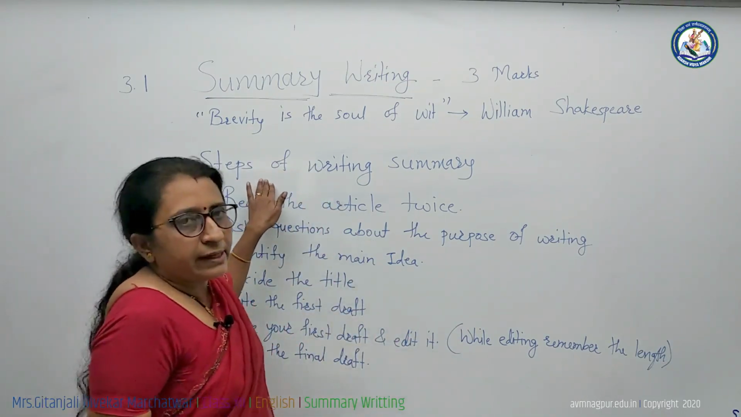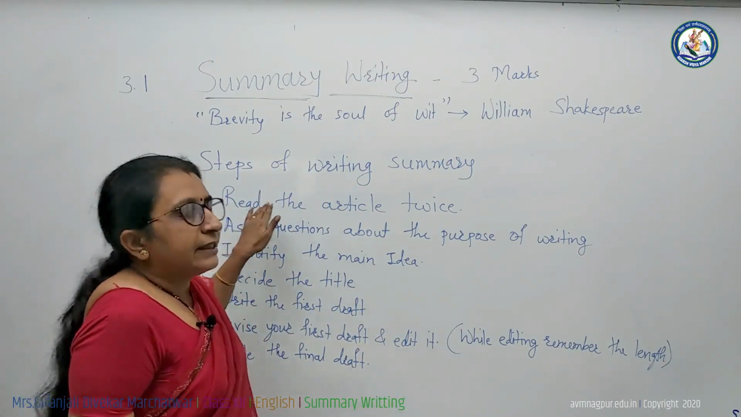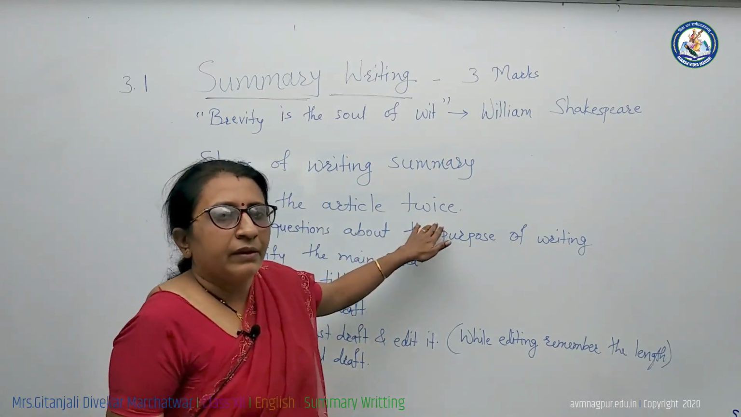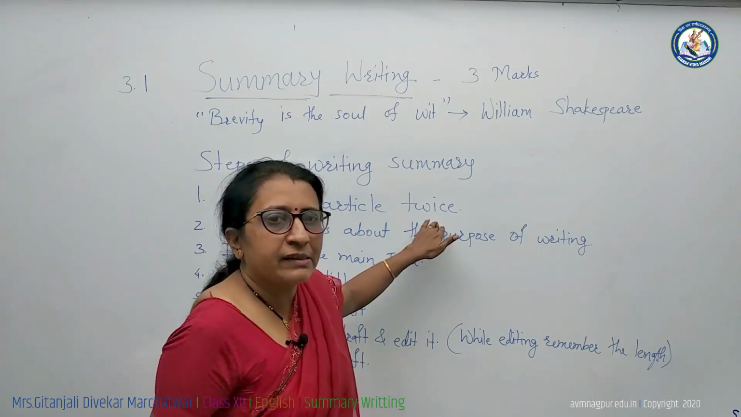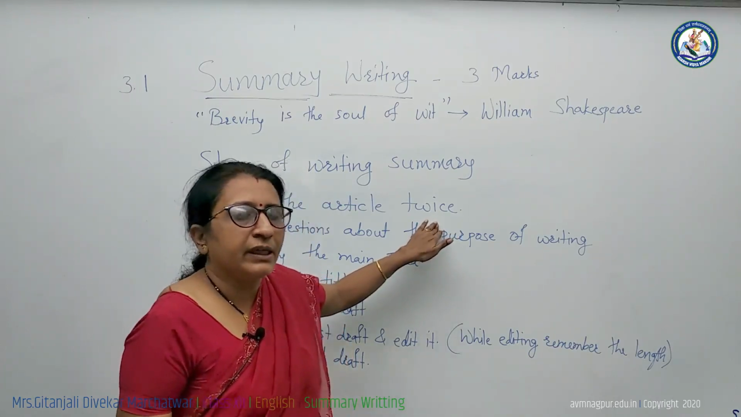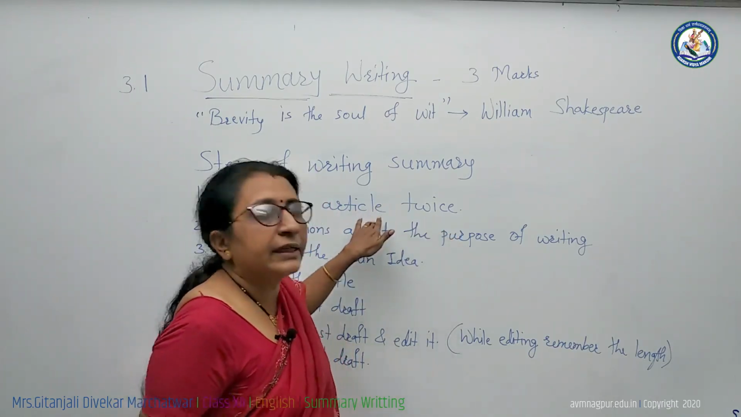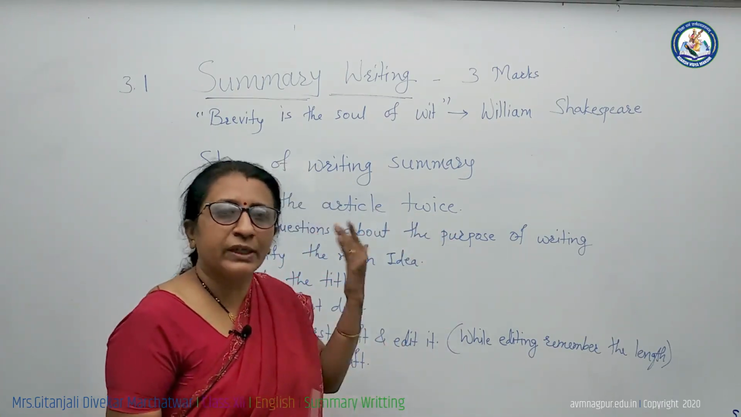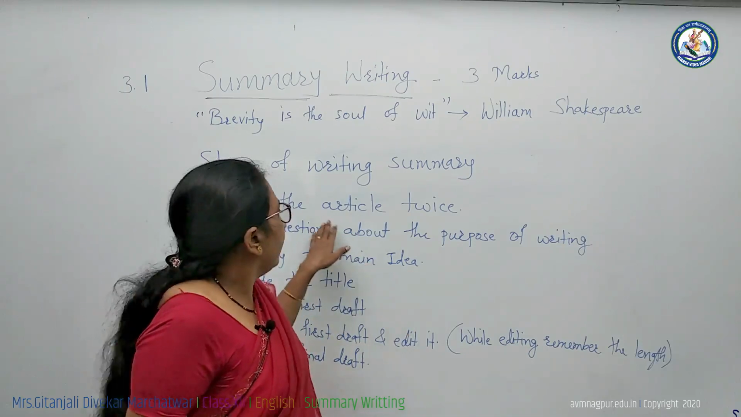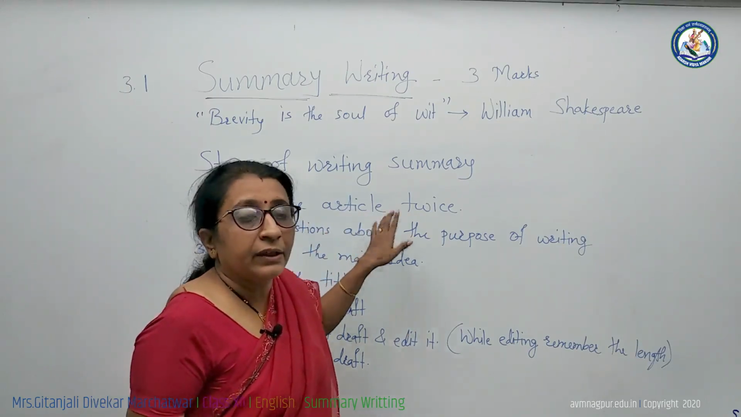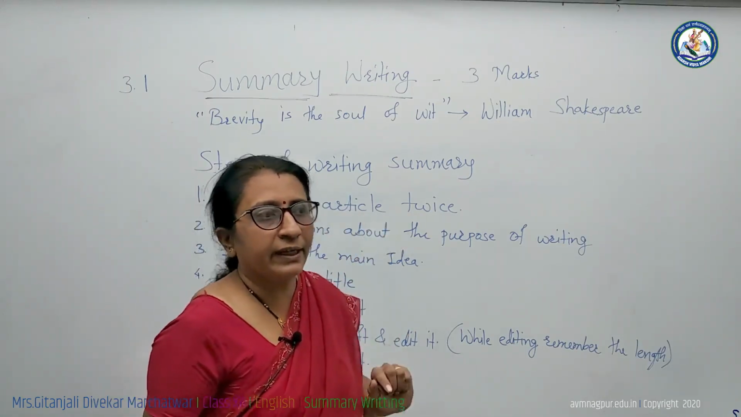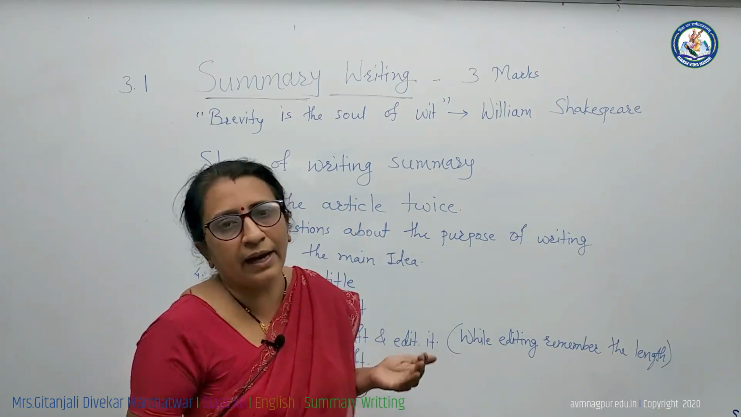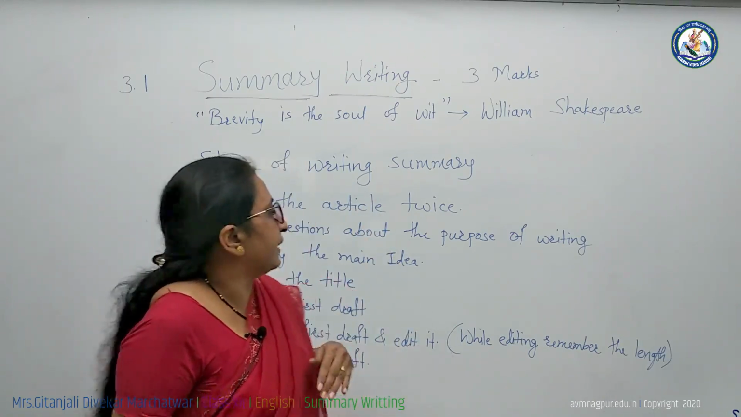So, what are the steps? First, read the article twice. That means whichever passage is given to you for writing the summary, you should read it many times. You should read it, and then after rereading, you have to understand, comprehend the meaning or the central idea given in that passage.